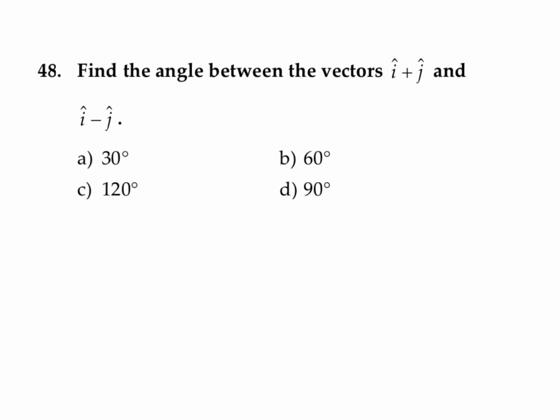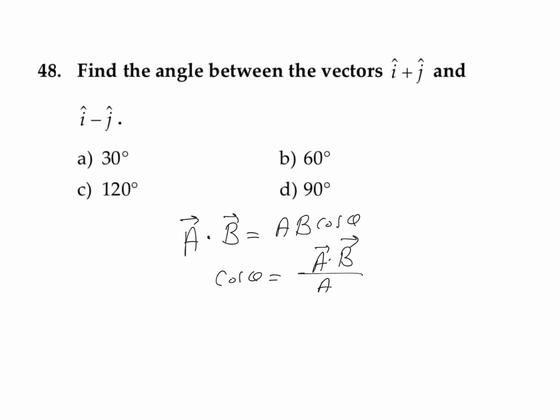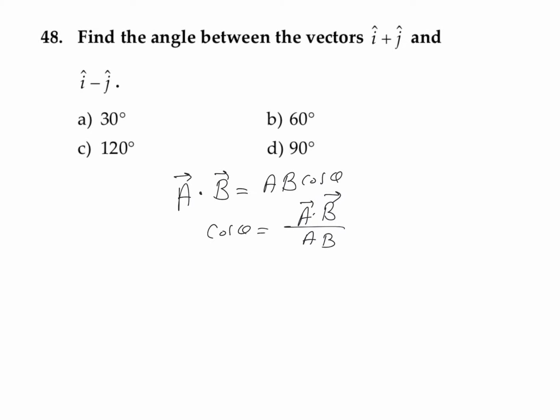In this question, it is given: find the angle between the vectors i plus j and i minus j. If you want to find the angle between any two vectors, we use the concept that a vector dot b vector is equal to |a||b| cos theta. So what is the value of cos theta? Cos theta is nothing but a dot b divided by the magnitude of a times the magnitude of b.